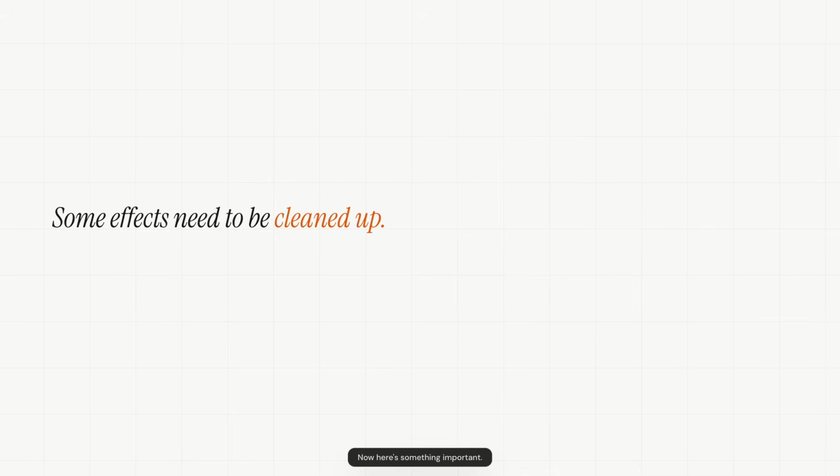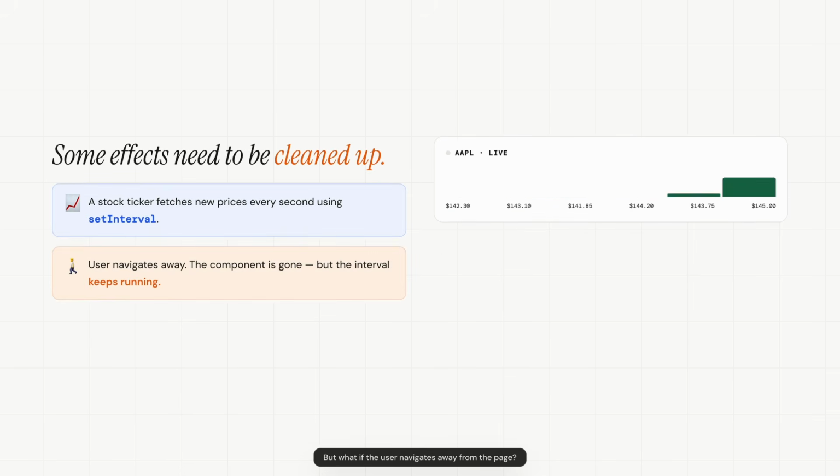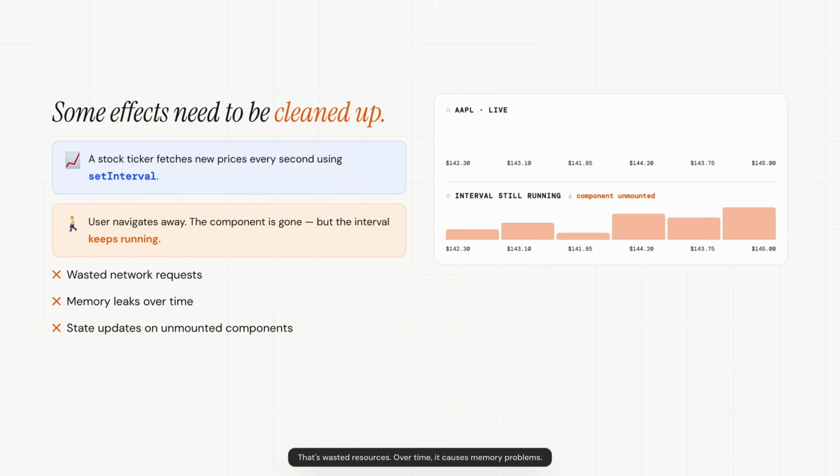Now here's something important. Some effects need to be cleaned up. Imagine building a stock ticker that fetches new prices every second. You use setInterval inside your effect to make that happen. But what if the user navigates away from the page? That interval is still running in the background, fetching data for a component that no longer exists. That's wasted resources. Over time, it causes memory problems.